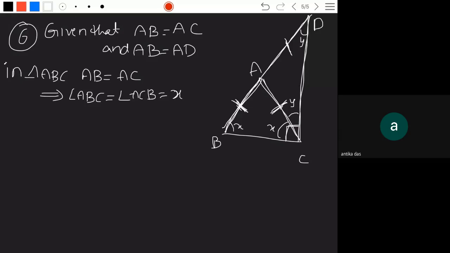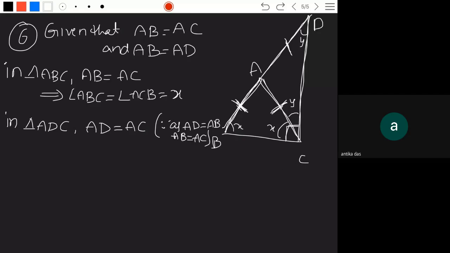In the same way, in triangle ADC, AD is equal to AC. You can write the reason directly, not given, as AD is equal to AB, and AC is equal to AB. So from this you can say that AD and AC are equal. Therefore, AD opposite angle is angle ACD. Angle ACD is equal to angle ADC, which is equal to y.